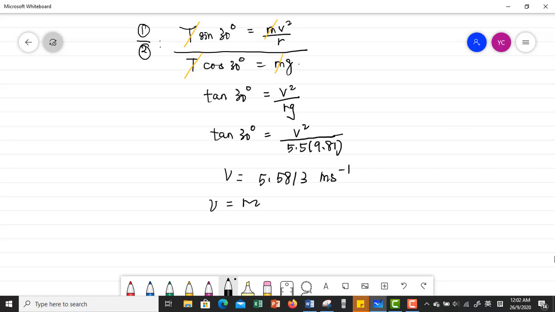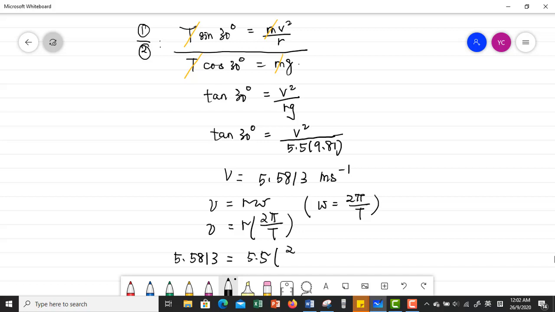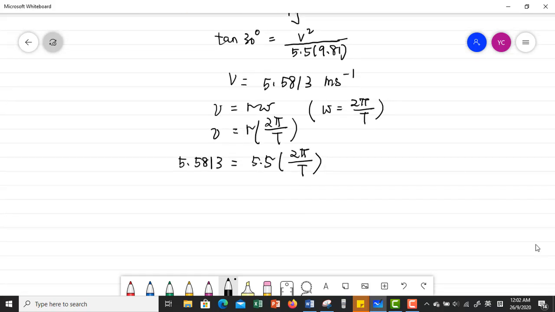So I try to relate v with the period that I want to determine. v is r omega and omega is 2 pi over T. So I put it in: v will be r times 2 pi over T. So v is 5.5813, the radius is 5.5, times 2 pi over T. When I calculate, I will get the period for this question to be 6.19 seconds.